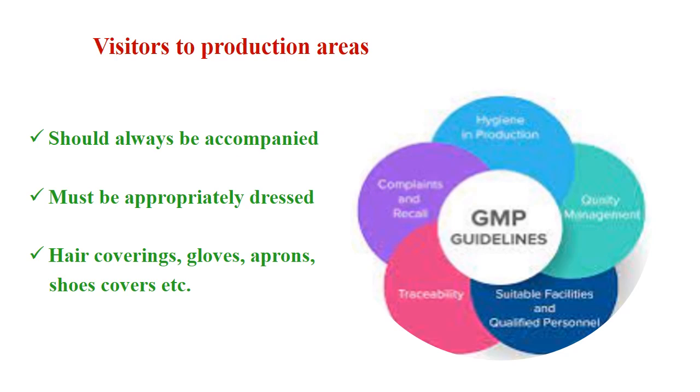Here are some instructions related to visitors to production areas. Firstly, they should always be accompanied. No visitors should go on their own inside a processing plant, I mean a food plant or dairy plant. Secondly, they must be appropriately dressed; visitors should be properly dressed before entering the food processing area. And thirdly, hair coverings, gloves, aprons and shoe covers. All these things should be properly provided before taking the visitors to the food processing plant.